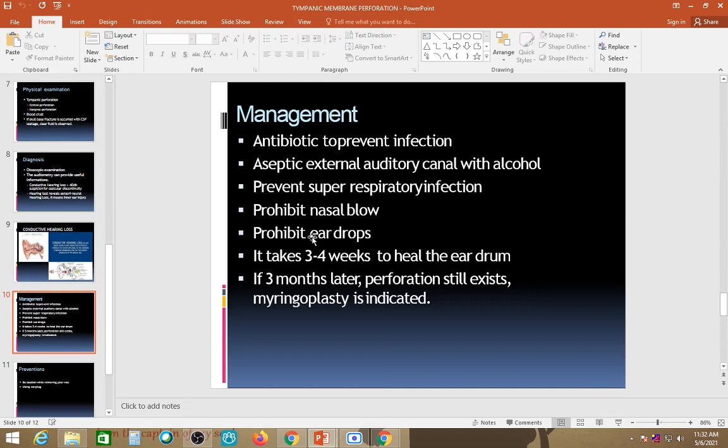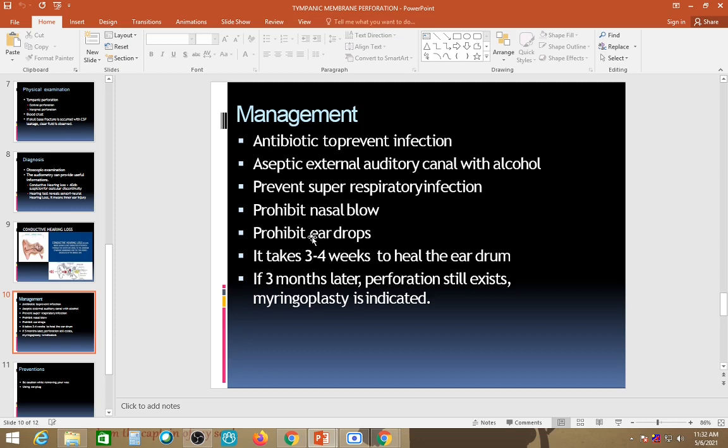The management. What are the treatment modalities based on medical treatment? Antibiotics to prevent infections, keep the external auditory canal aseptic with alcohol, prevent upper respiratory infection, then prohibit nasal blowing. Then prohibit eardrops, we should not put them. It takes 3 to 4 weeks to heal the eardrum. If after 3 months the perforation still exists, then tympanoplasty is indicated. Understand or not?